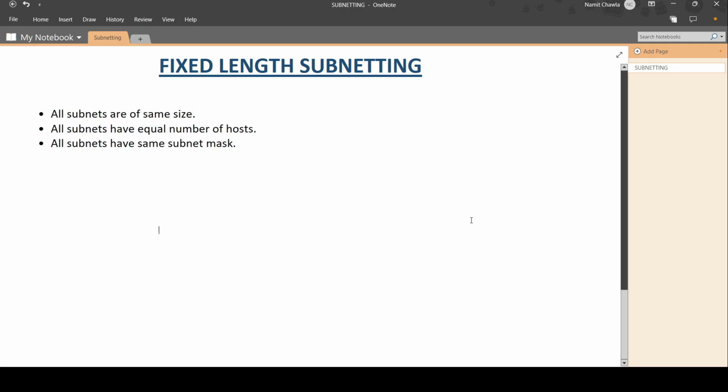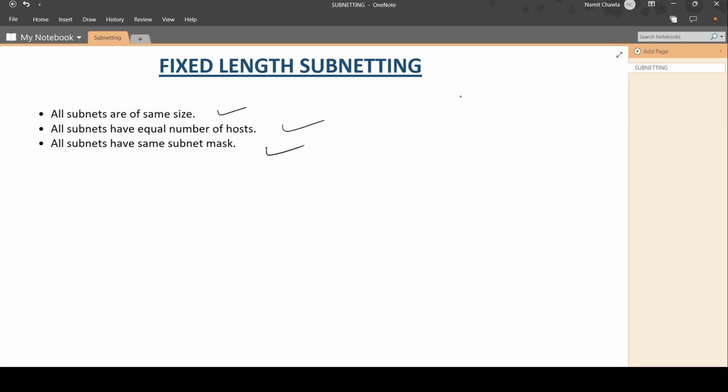So guys, let's start talking about fixed length subnetting. After this long discussion about subnetting, let's start talking about fixed length subnetting. Now there are a few points that you must note down before proceeding on to anything else. First one is all the subnets are of same size. Second one is all the subnets have equal number of hosts. Third one is all subnets have same subnet mask.